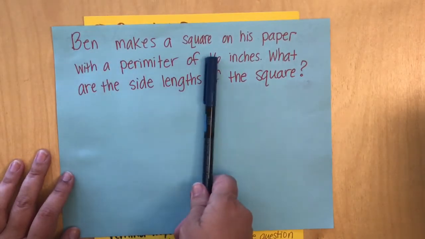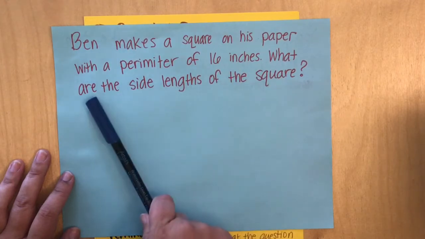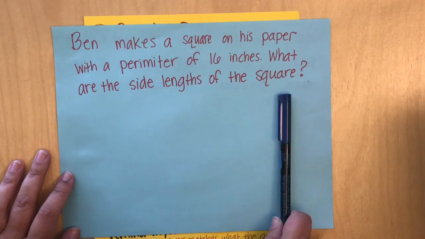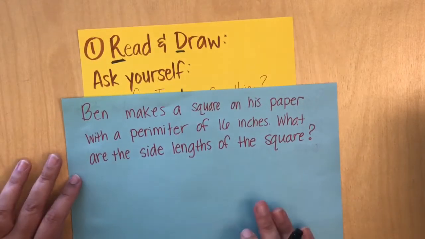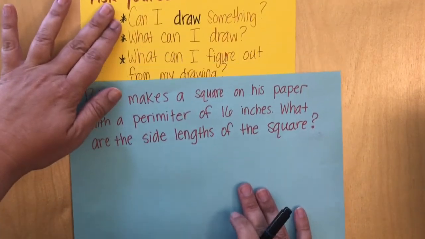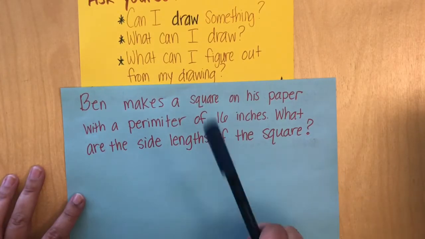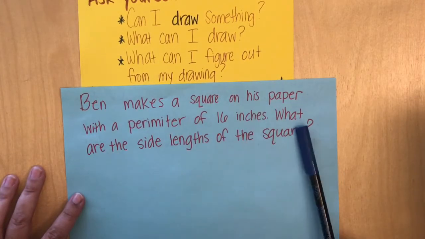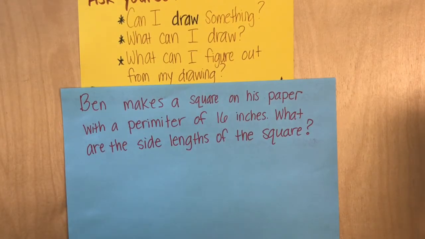So Ben makes a square on his paper with a perimeter of 16 inches. What are the side lengths of the square? All right, so on your notes, I want you guys to ask yourselves, can you draw something? What can you draw? And what can you figure out from your drawing? So on your notes, I want you to draw anything that you can from this word problem, and think about what can you figure out from that drawing. Go ahead and try that. Press pause and press play when you're done.